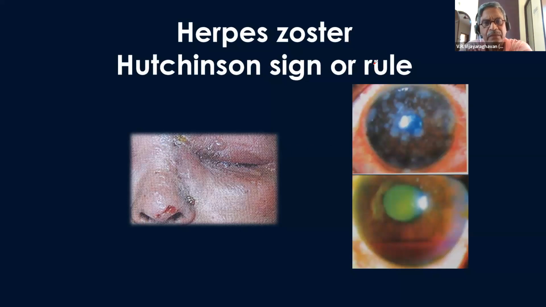See now, one more thing. You see here, the lid margin has some vesicles. Similarly, the tip of the nose also has some vesicles. When I examine the eye, you see some corneal involvement. You see some iris problems. I can see some atrophic changes here. And I see hyphema also here.